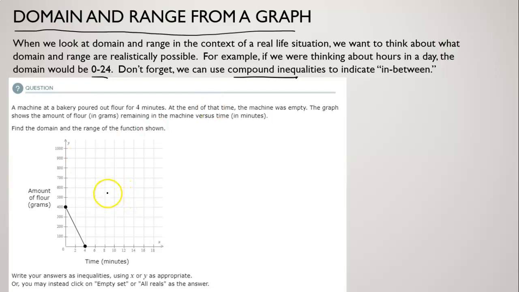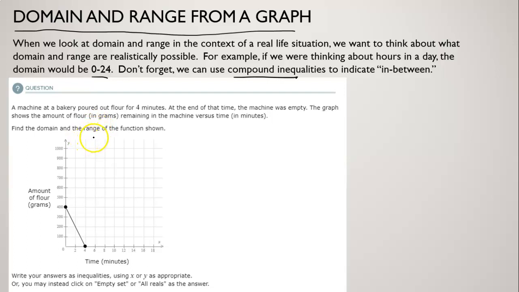So for example, we've got a machine at a bakery pouring out flour for 4 minutes. At the end of that time, the machine was empty. So these numbers can't go on to infinity. They can't be negative because when our flour runs out, we can't go into negative flour. We can't go backwards in time.